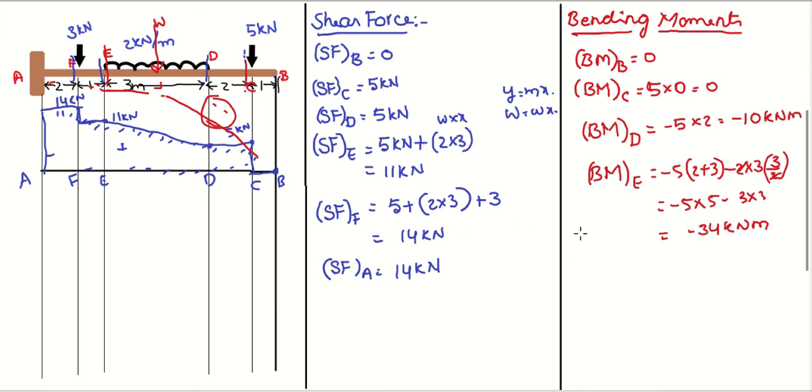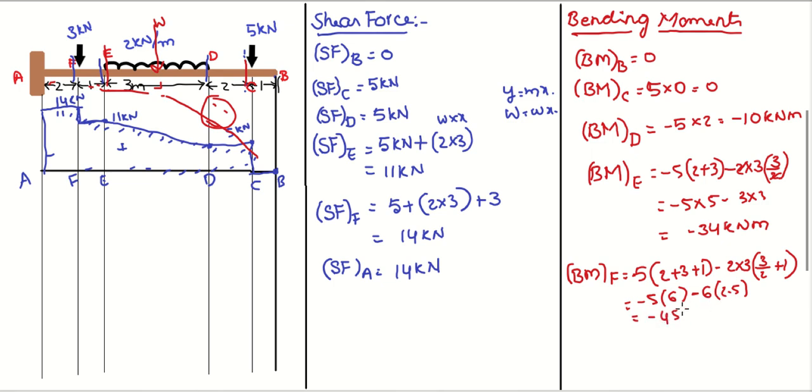And bending moment at F we need to calculate. So bending moment at F, again all the forces and distances up to F. So 5 multiplied by the distance up to F, that is minus 5 into 2 plus 3 plus 1, minus 2 into 3, which is the load, multiplied by the distance up to the center of gravity, that is 3 by 2 plus 1, half of the distance plus 1. So that is how much? Minus 5 into 6 minus 6 into 2.5. This is minus 15 minus 30, that is minus 45 kilonewton meter.